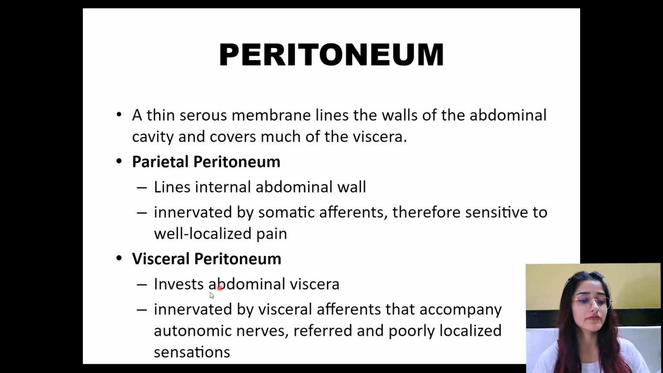The one which invests the abdominal viscera is visceral, and the parietal receives somatic afferents, therefore the pain is well localized, while the visceral peritoneum receives autonomic nerves, therefore the pain is poorly localized.